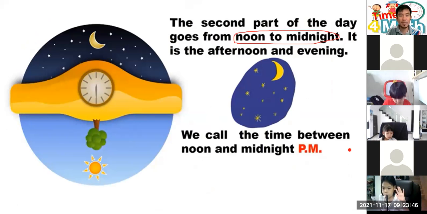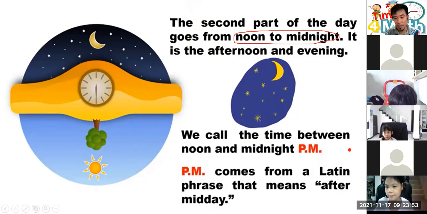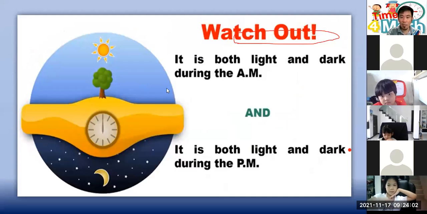What is PM again? Nawa, what is PM? Afternoon. Okay, PM means afternoon, from midday to midnight. Now, you have to be careful.